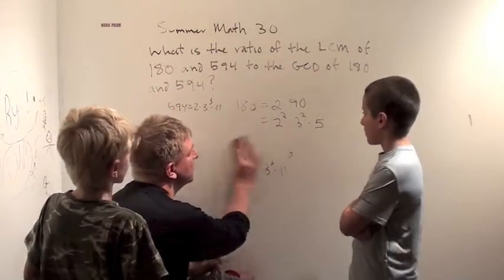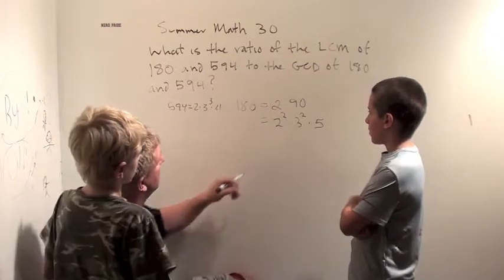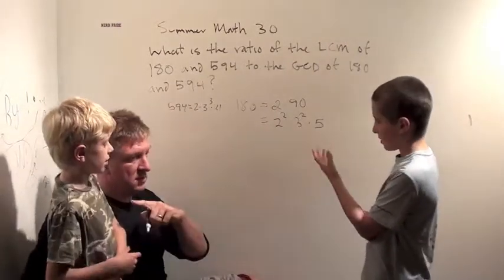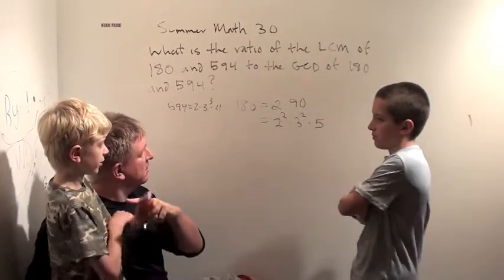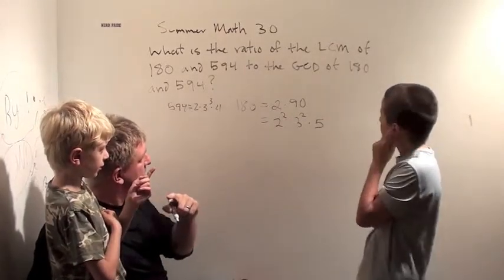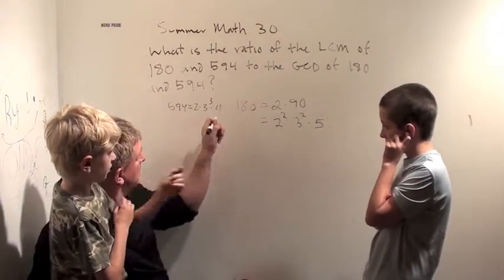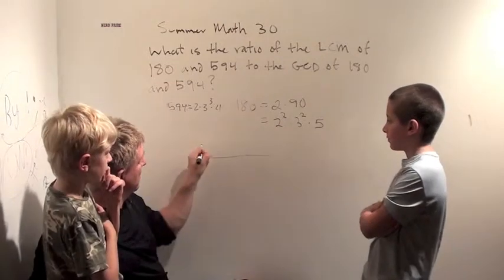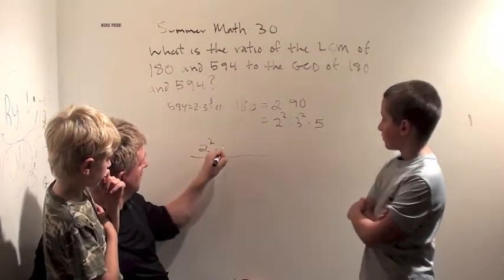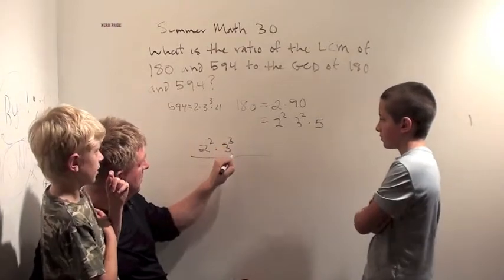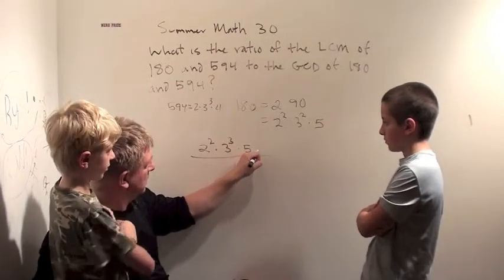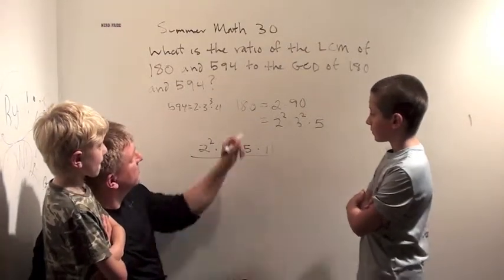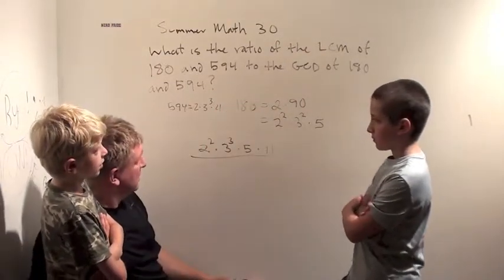Okay, so how do we find the least common multiple? I think it was the greatest power of each number. The greatest power of each number, that's exactly right. So 2 squared, 3 cubed, and 5 times 11. Is that right? Yeah.